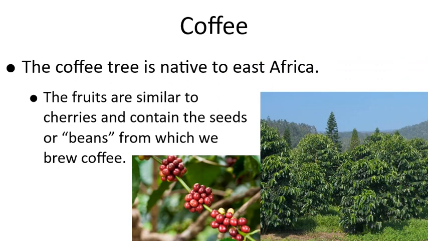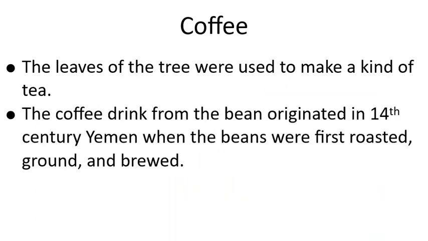Now let's switch from tea to coffee. The coffee tree is native to East Africa. The fruits are similar to cherries and contain the seeds, or beans, from which we brew coffee. The leaves of the tree were originally used to make a kind of tea. The drink of coffee brewed from the bean originated in 14th century Yemen when the beans were first roasted, ground, and brewed.